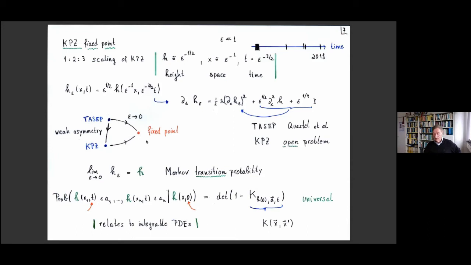And so now I am using another three minutes. Let me explain a little bit what you do. First of all, you really have to do space-time scaling, and that's what people call the 1-2-3 scaling of the KPZ equation. So the height is of order epsilon to the minus 1/2, the space is of order epsilon to the minus 1, and the time is of order epsilon to the minus 3/2. And you do this rescaling, which of course you find already in the original paper of Giorgio.